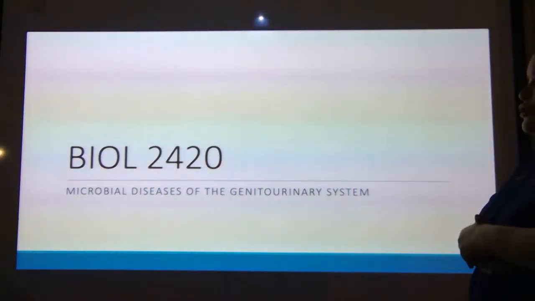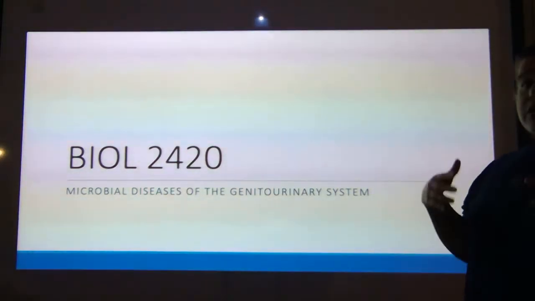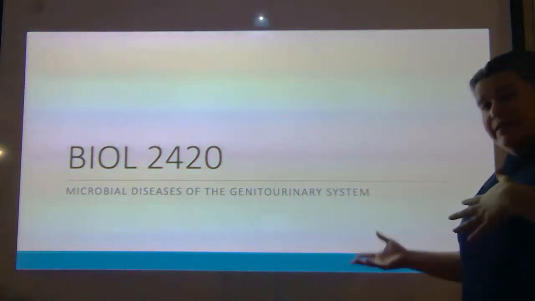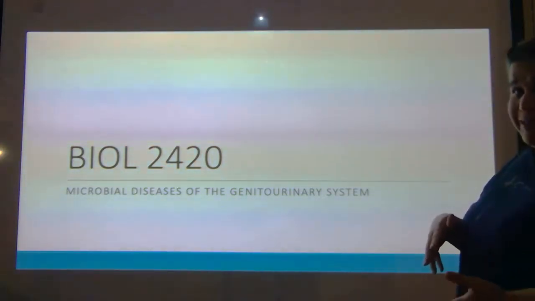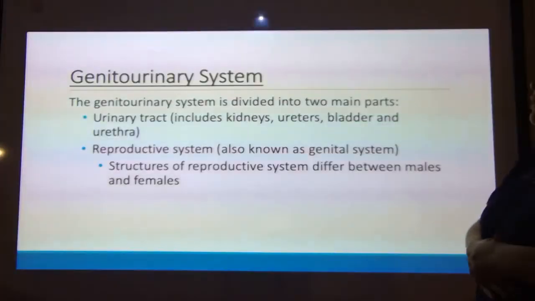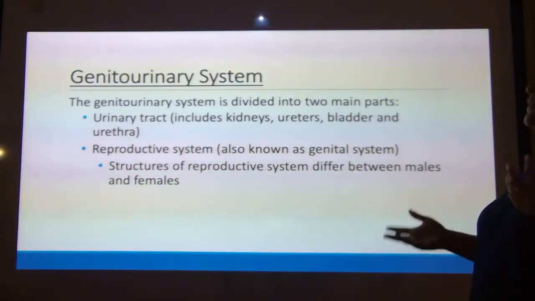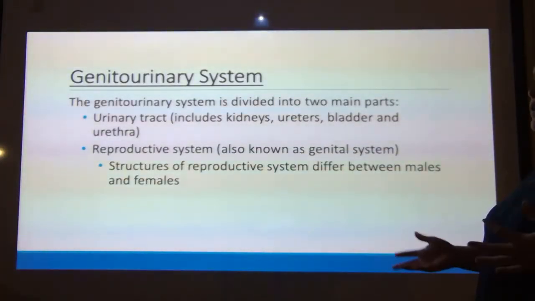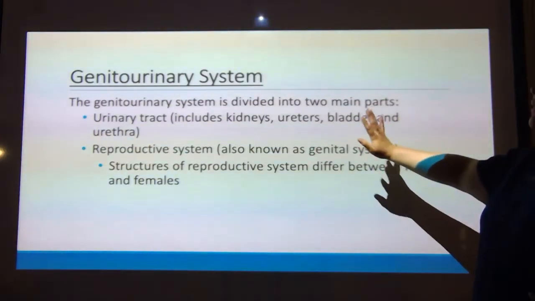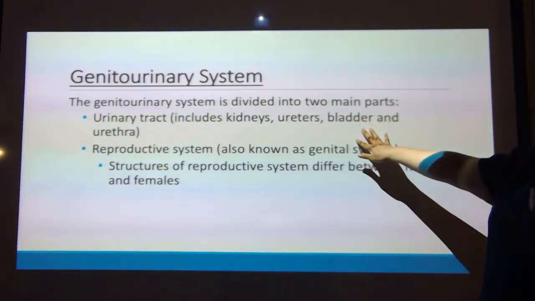Microbial diseases of the genitourinary system. So this is urinary system and your reproductive system diseases. The genitourinary system is divided into two main parts. The urinary tract is going to include the kidneys, the ureters, the bladder, and the urethra.